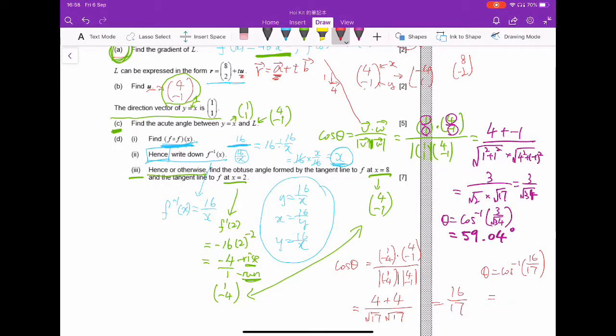And so we use a calculator. It is, oh, it's not 16. I mean, what am I doing? 8. So I got 61.93. What that means is my two tangent lines make an angle of 61.93. But since the question asks for the obtuse angle, I should come up with the other one, which is obviously 180 minus it. Therefore, the final answer is 118 in 3 significant figures.